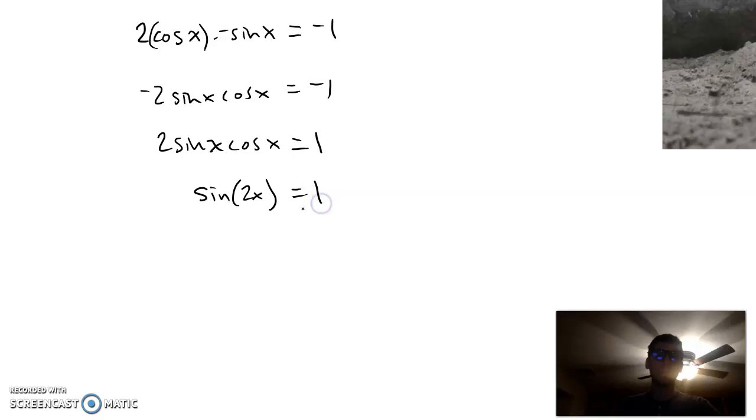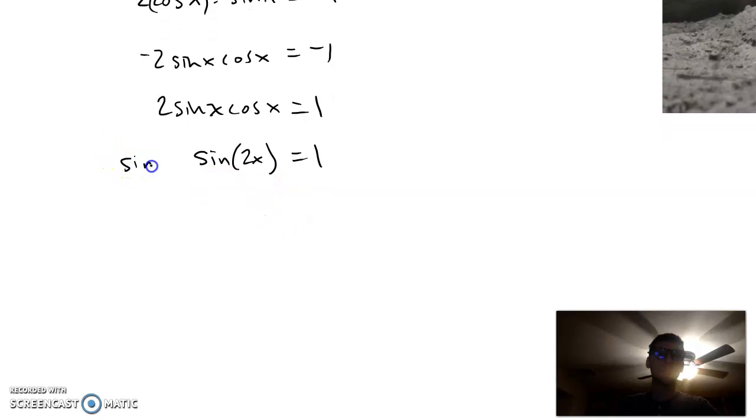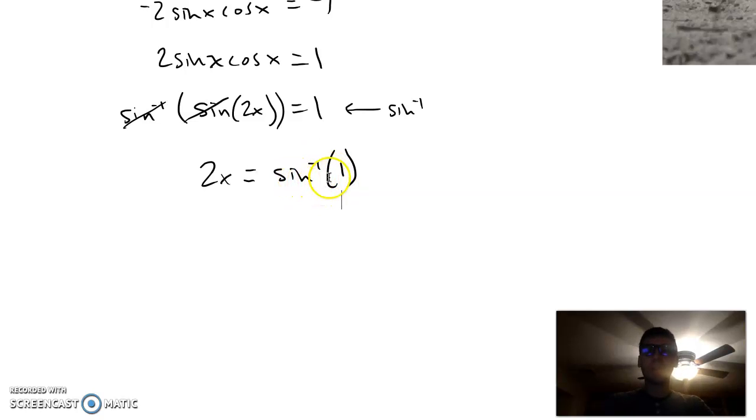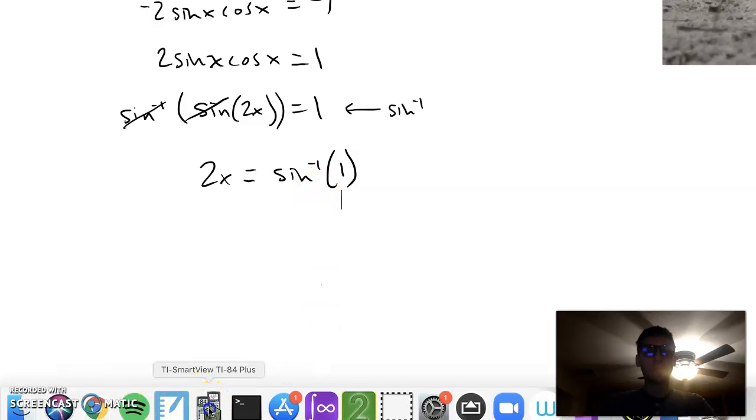So what that means is we could actually take the arc sine of both sides. The arc sine on the left side just undoes the sine, these undo one another. We get 2x equals the arc sine of 1. It's basically saying what radian measurement has a sine of 1. So this is a function that we use our calculator for.